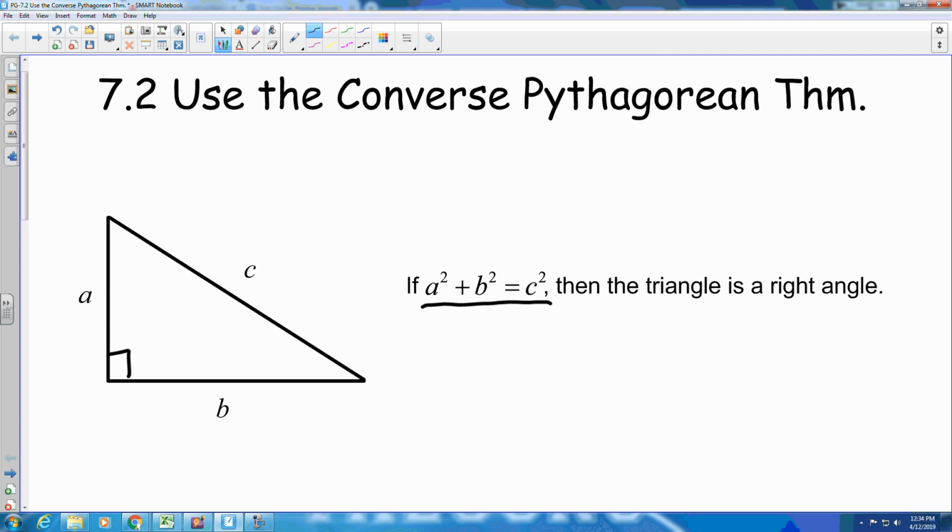We're going to apply that theorem for different exercises today. One of the things that we're trying to do is identify if a particular triangle is in fact a right triangle. If a triangle is given all three of the sides and it satisfies the Pythagorean theorem formula, then we can say that triangle is in fact a right triangle. That's what the converse of the Pythagorean theorem is stating.